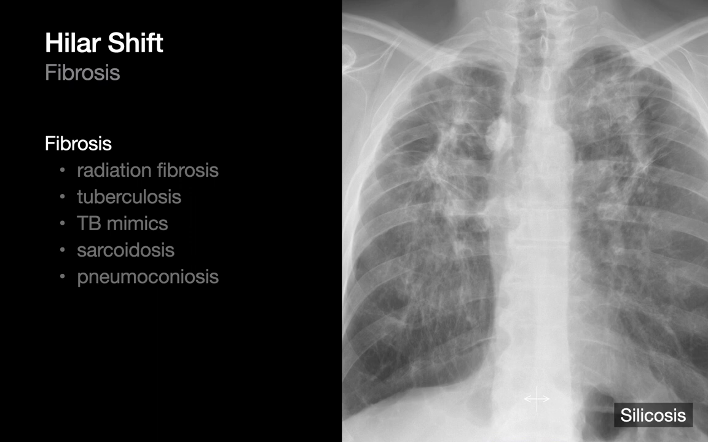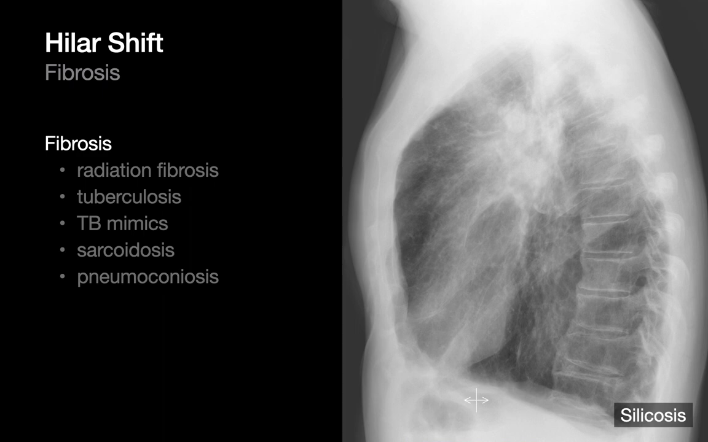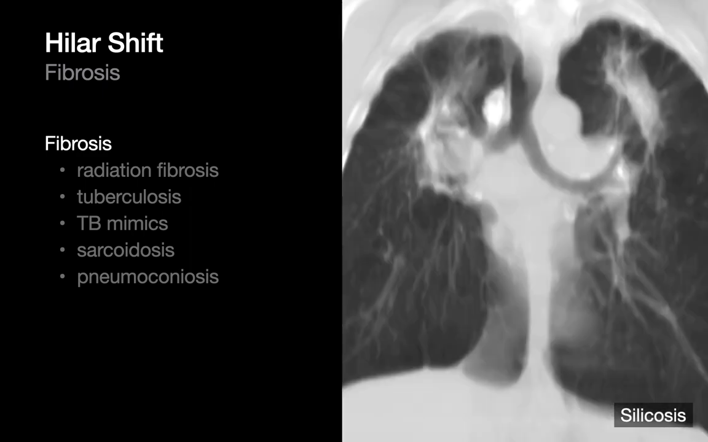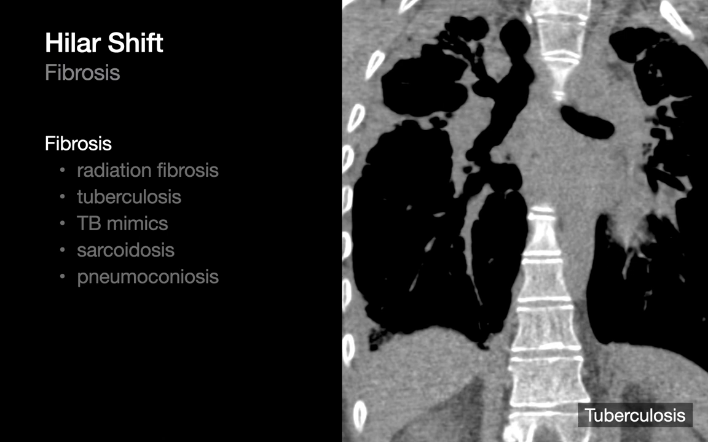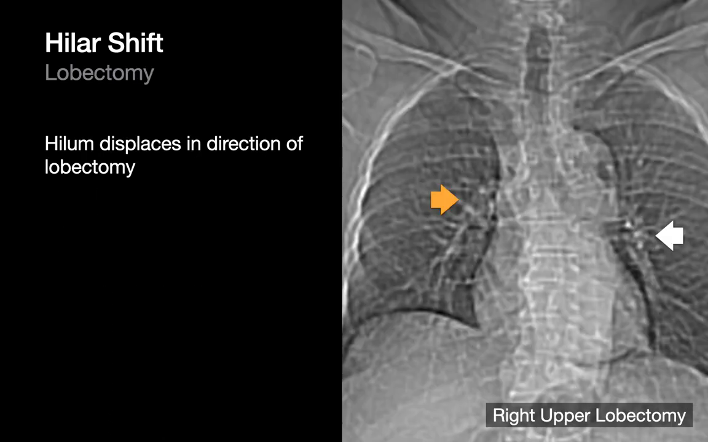This is an example of bilateral hilar shift upwards in the setting of silicosis. Here's a different case of bilateral superior hilar shift in the context of tuberculosis. Just look at how superiorly the right mainstem bronchus bifurcation is on this image.